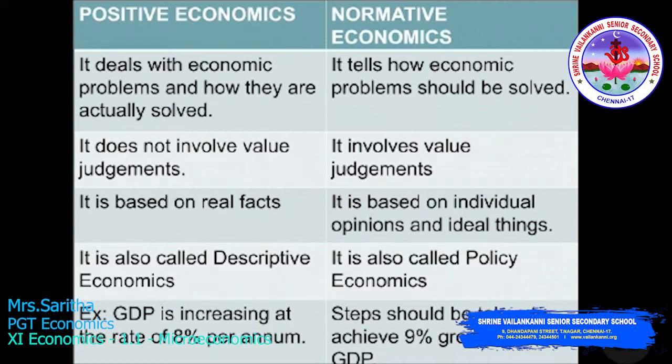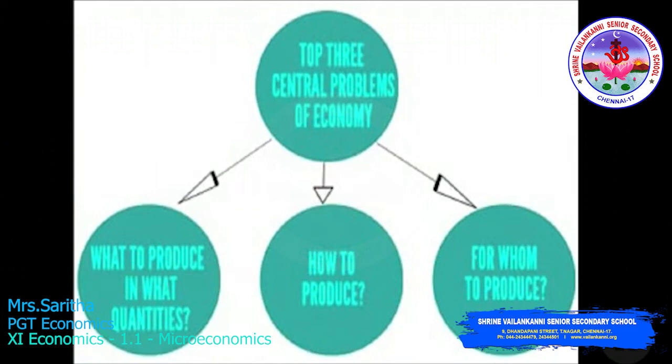Positive economics is also called descriptive economics. Normative economics is also called policy economics. Example: GDP is increasing at the rate of 8% per annum. What steps should be taken to achieve a 9% growth rate in India? So, these are the differences between positive economics and normative economics. Let's move on to the other one.